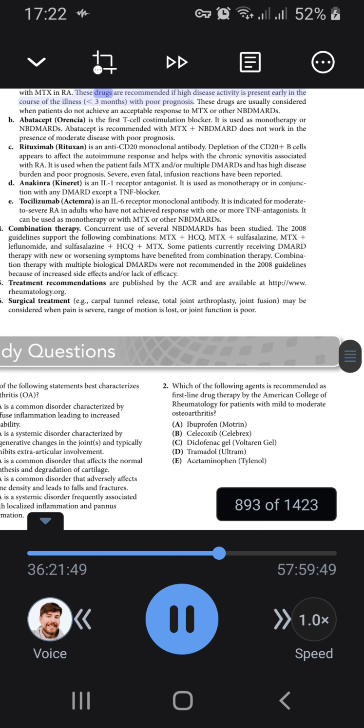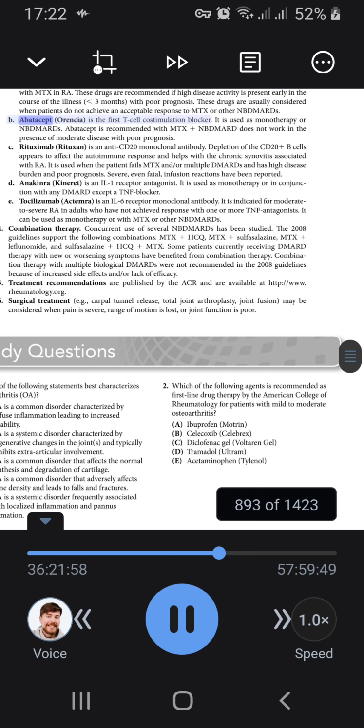These drugs are recommended if high disease activity is present early in the course of the illness, 3 months with poor prognosis. These drugs are usually considered when patients do not achieve an acceptable response to MTX or other NBD-MARDs.